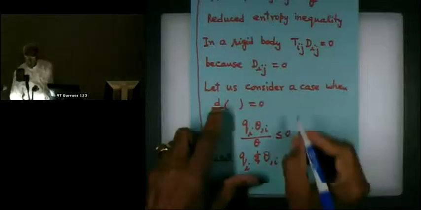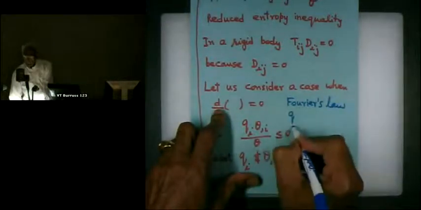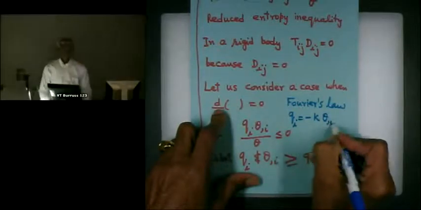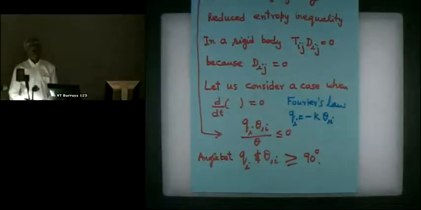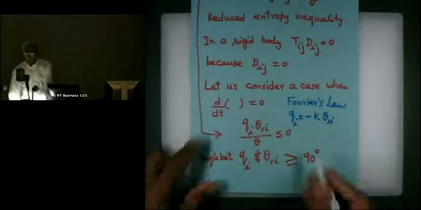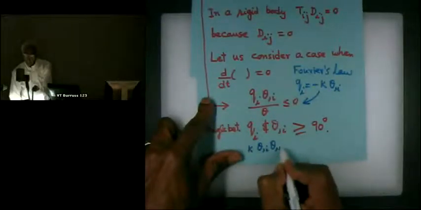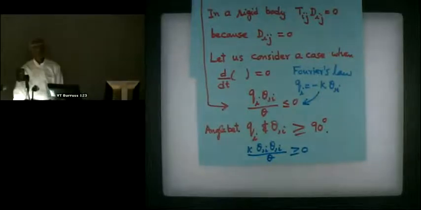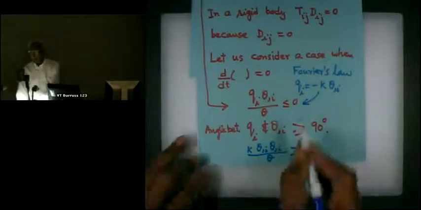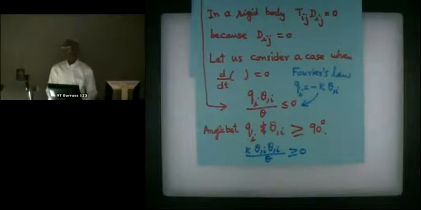Now if we follow Fourier's law, which means q_i is minus kappa or k theta comma i. So if we assume Fourier's law of heat conduction, which says that q_i is minus kappa theta comma i, and substitute that in here, what do we get? We get kappa theta comma i theta comma i over theta. Now this thing should be greater than or equal to zero, because that minus sign, I have canceled it. So this minus sign will appear here, and since I am multiplying by minus one, I will change the sign of the inequality.